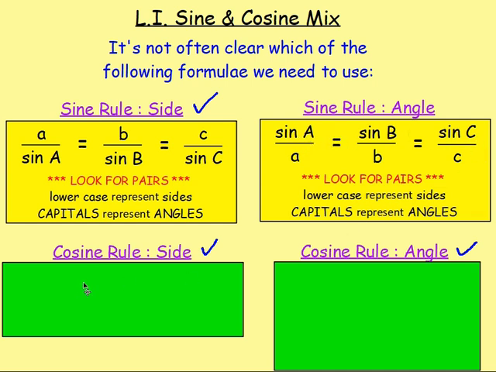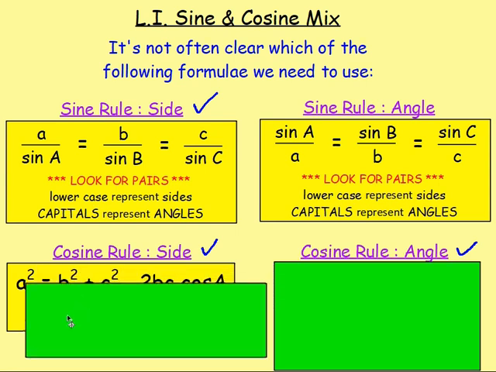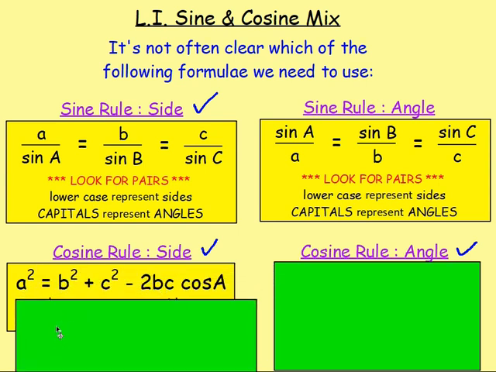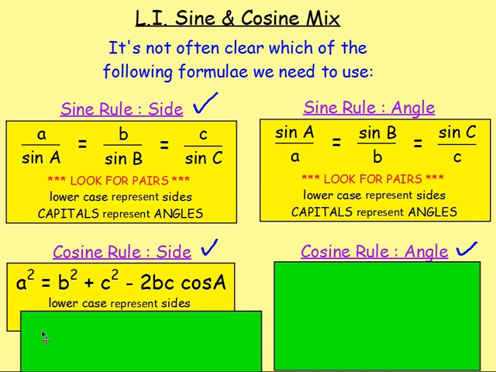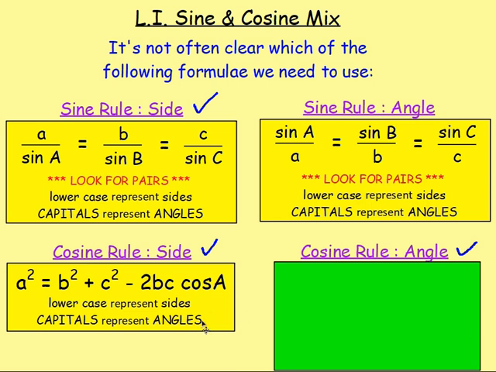There's also the cosine rule to work out the length of a side. Carrie, do you remember that? Yes, it's a squared equals b squared plus c squared minus 2bc cos A. Yes, well done, Carrie. And same as before with the sine rule, the lowercase letters represent sides, and the capital letters, angles. That is given on the formula sheet in the exam.